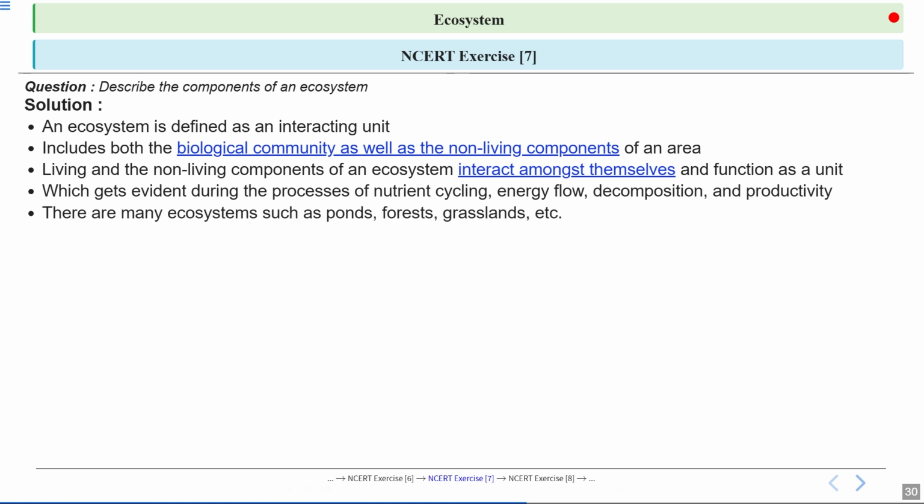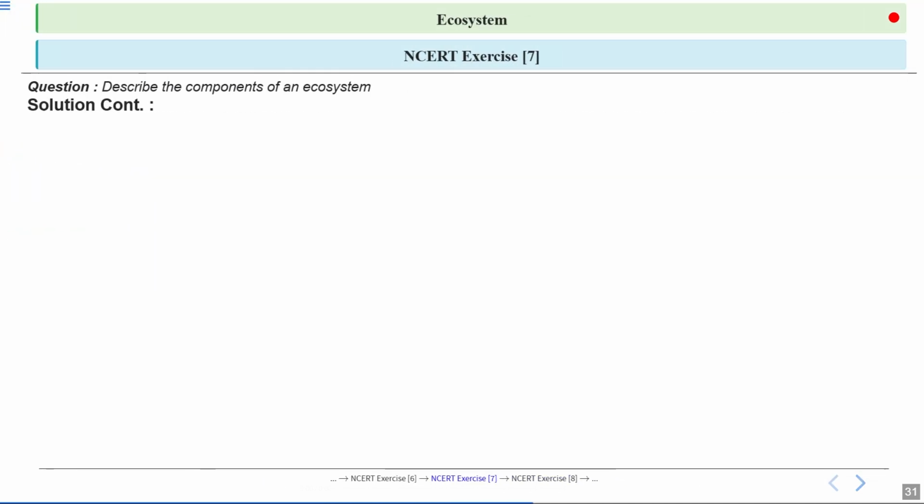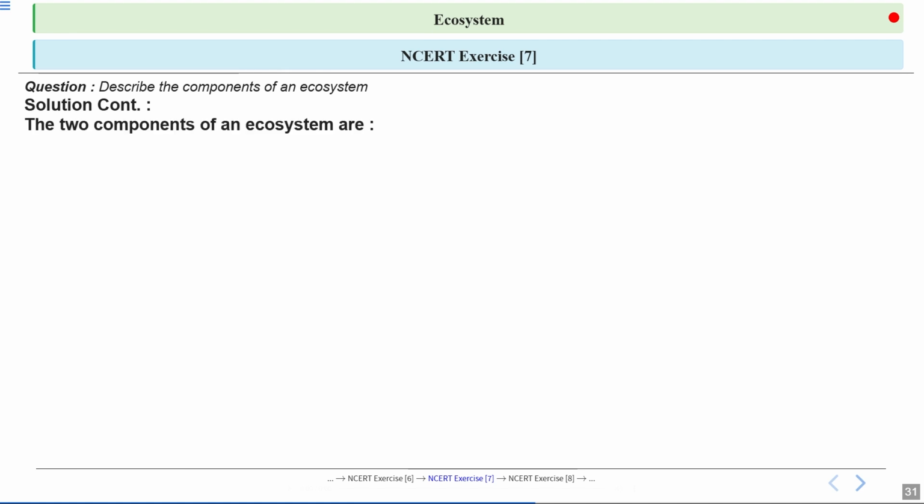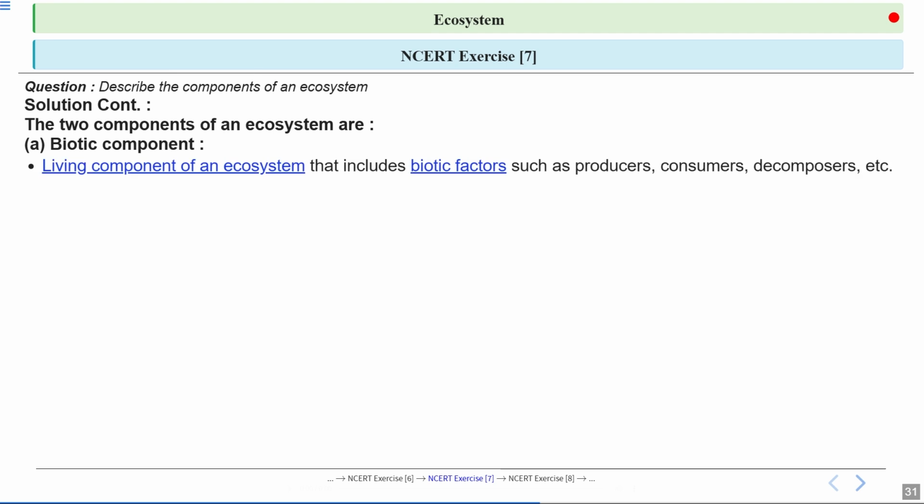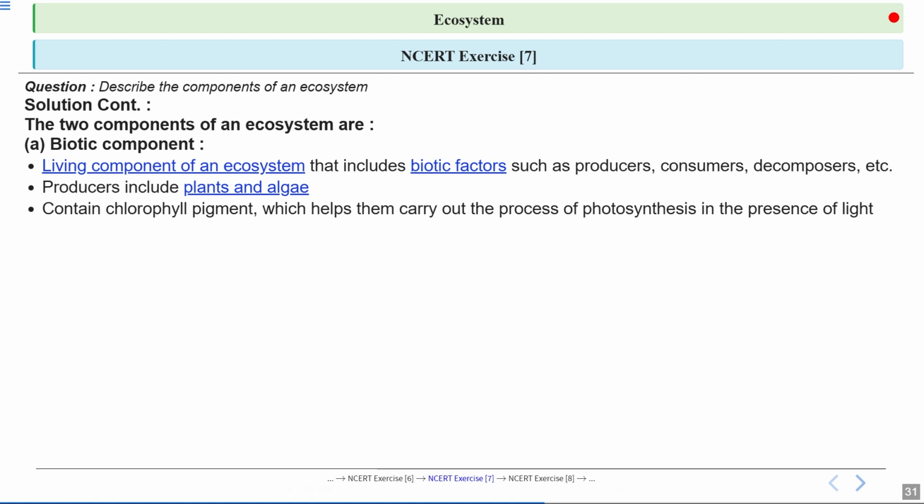Now there are many ecosystems such as pond, forest, grassland, etc. So you have aquatic as well as terrestrial ecosystems. In all these ecosystems, you have biotic components and the abiotic components. Biotic components are the living components of the ecosystem. That includes biotic factors such as producers, consumers, and decomposers. Now, plants, they are the producers. Algae, they are also the producers. They contain chlorophyll pigment, okay, which helps in the capture of the light energy.